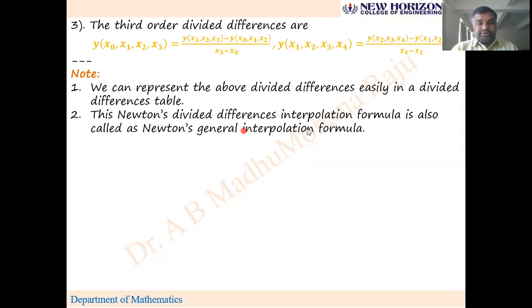This Newton's divided differences interpolation formula is also called Newton's general interpolation formula. So you can use this formula not only for unequally spaced data, but for equally spaced data also. Particularly for equally spaced data, we have Newton's forward and backward interpolation formulas. This is the general interpolation formula; you can use it for any type.